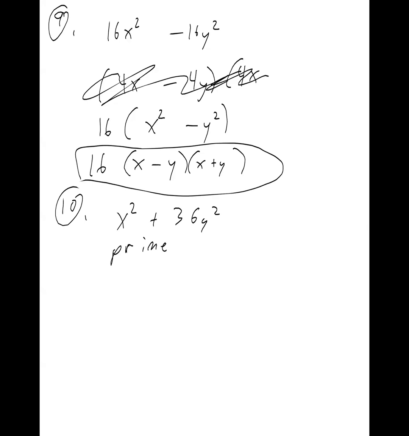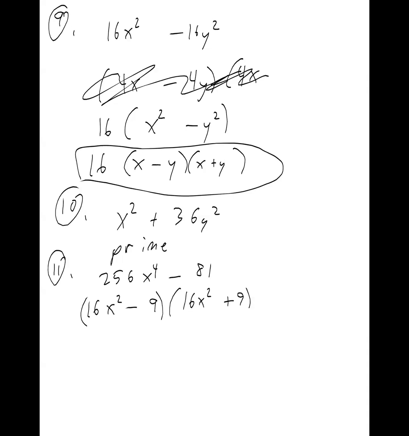Then we have number 11. 256x to the fourth minus 81. So once again, we have two terms. We can take the square root of them both. So let's do that. This is going to be 16x to the second as the square root of that. Keep the sign, and then 9. The conjugate of that is 16x squared plus 9.